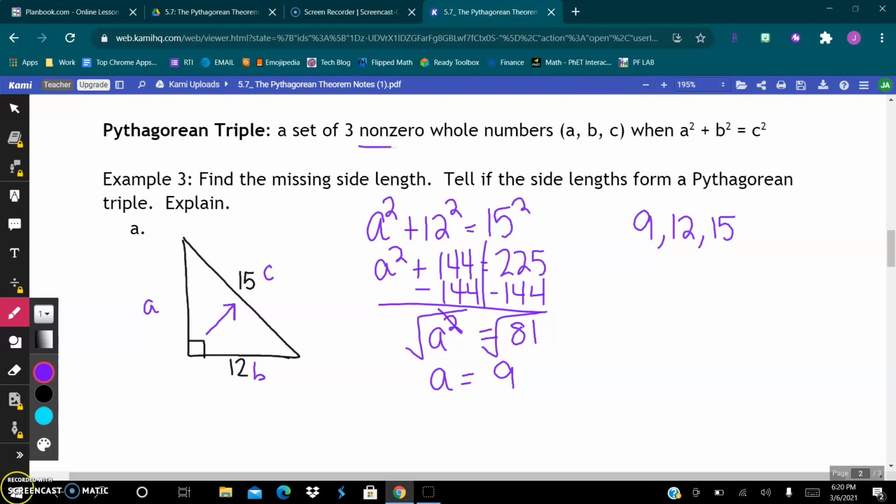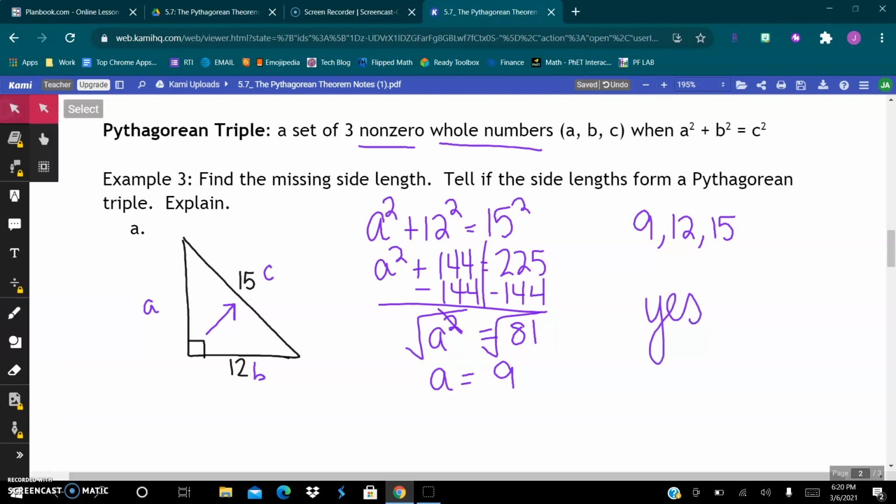So our 2 qualifications here, they are non-zero, so not 0, so that's good, and whole numbers. And those fit that, so yes. That's a Pythagorean triple as well.